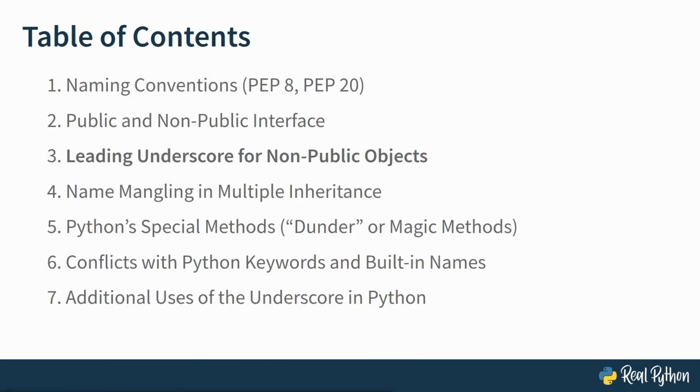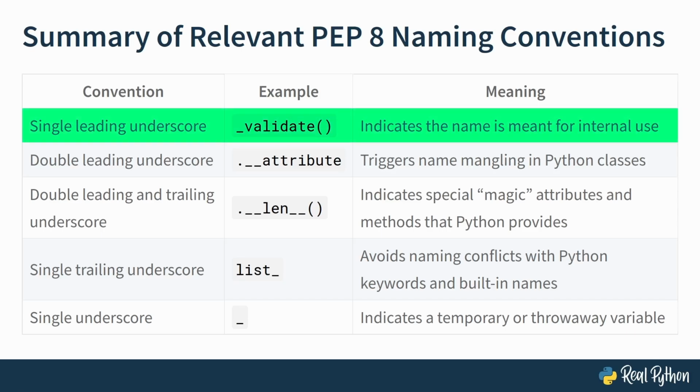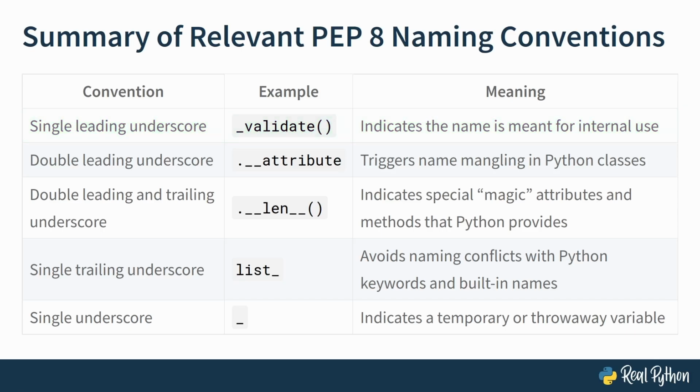Single leading underscores for non-public objects in Python. First, let's have a look at where we are exactly in the course. Looking back at our summary of relevant naming conventions, we are at the first row of this table, so single leading underscores. And names with single leading underscores indicate that the name is meant for internal use.